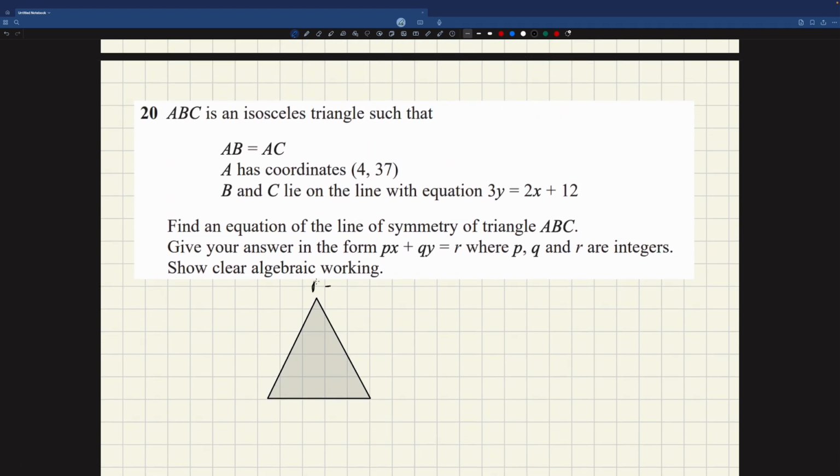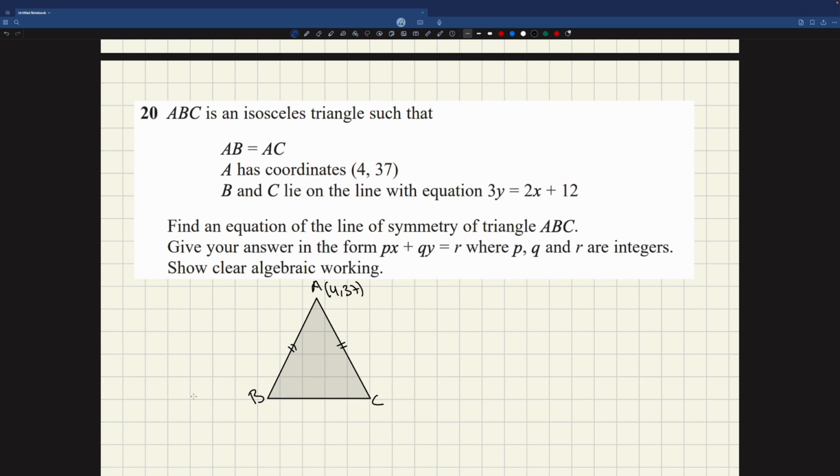So we know that point A is over here. We know that this is point B and this point C. Let's call those the 3 points. We know that this is an isosceles triangle. This is equal to this. A has coordinates (4, 37). Nice. B and C lie on the line with equation 3y is equal to 2x plus 12.